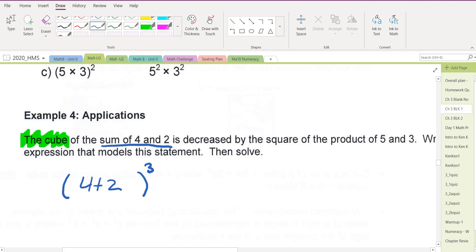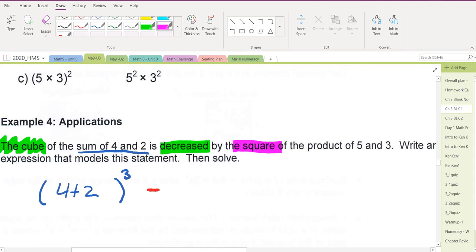Then it says, is decreased. What does decreasing mean? Jacob? Subtracting. It's subtracting, taking away, removing. So we're going to subtract. Okay? By the square of something. So what does taking the square of something mean? Isaiah? Exponent of 2. So something with an exponent of 2. We'll fill in the blank for later. What is that something? Okay?